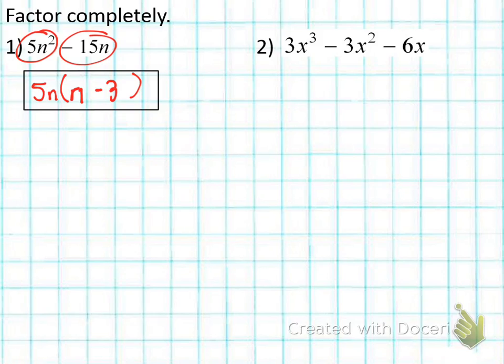Okay, number 2. We've got 3x cubed minus 3x squared minus 6x. Okay, first thing I'm doing is figuring out what is the GCF of these, if there is one, the number that goes into all of them. Yep, it's 3, right? So on each of these terms, we could take out a 3. And then I'm looking at the variables too. There's x cubed, x squared, and x. I could take an x out of all of these because x to the first is the smallest one.